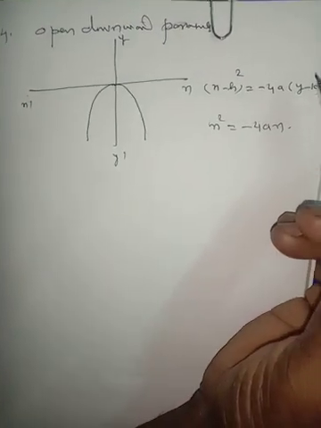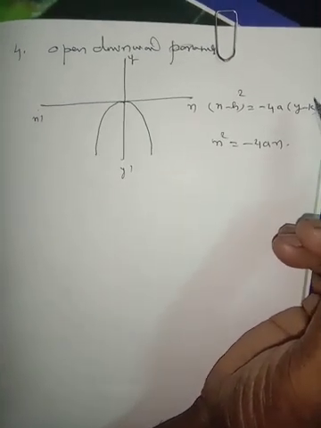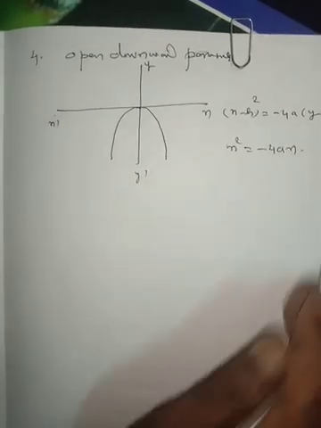These are the four types of parabola. Number 1, open rightward parabola. Number 2, open leftward parabola. Number 3, open upward parabola. Number 4, open downward parabola.